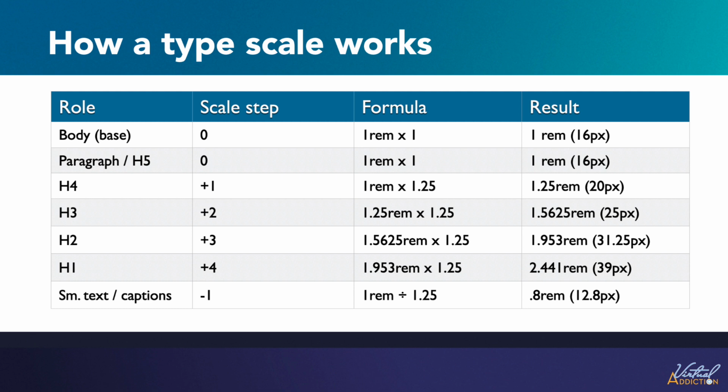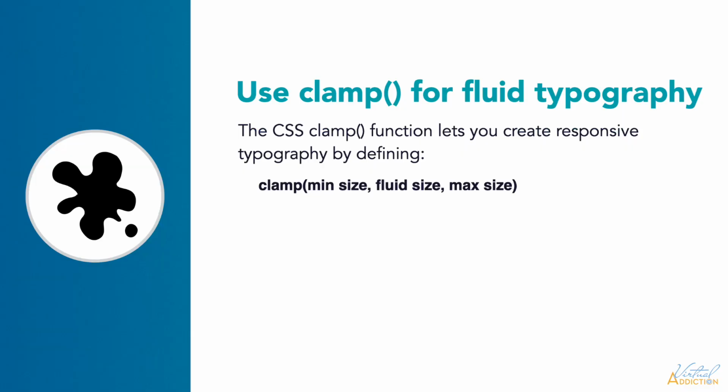I've gone ahead and defined paragraphs and H5s to use the base font size of 1 rem or 16 pixels. Each level above increases by a scale factor of 1.25. This is referred to as the major third ratio. I've also gone ahead and showed you an example of how we can scale in a negative fashion. So for my small text and captions, I can go ahead and divide 1 rem by 1.25, which will result in 0.8 rems.